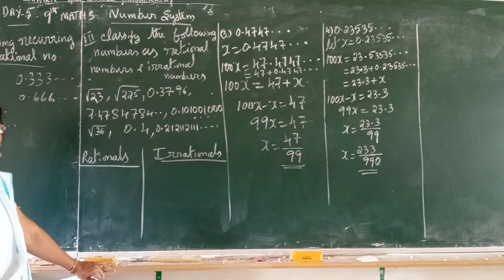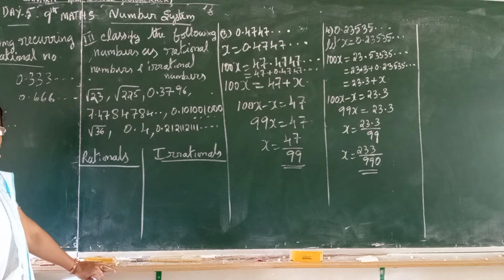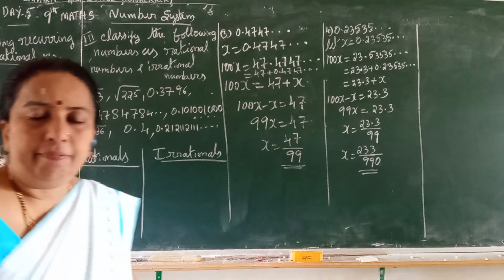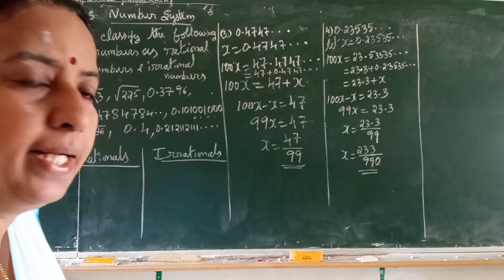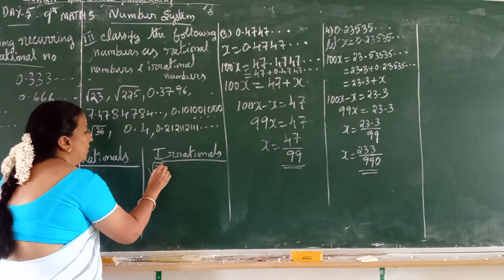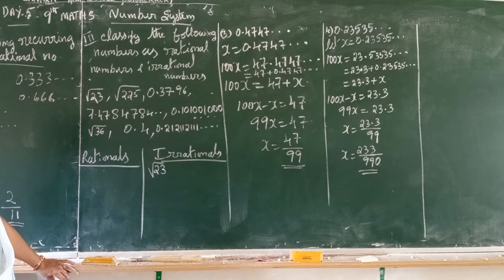Square root of 23. Is 23 a perfect square number or non-perfect square number? Non-perfect square number. Therefore, inside the square root sign, if you write a non-perfect square number, it is an irrational number. Therefore, root 23 is an irrational number.